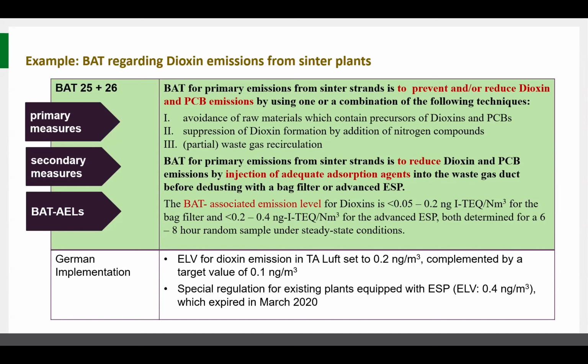So, and in this case, as I put below, in Germany we have also implemented this as an ELV in our national legislation, the TA Luft. And there we did it in a way that we set a limit value of 0.2 nanograms, and that was complemented by a target value of 0.1 nanograms. And we also have a special regulation on dioxin from existing plants equipped with an ESP, but this special regulation expired in March 2020.